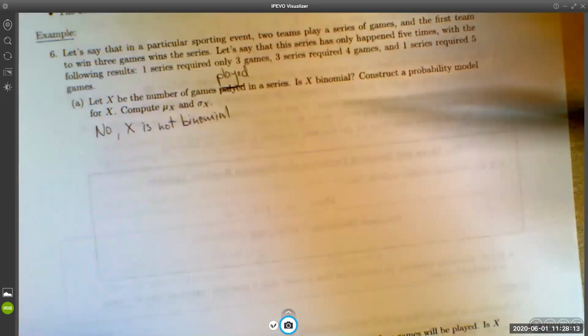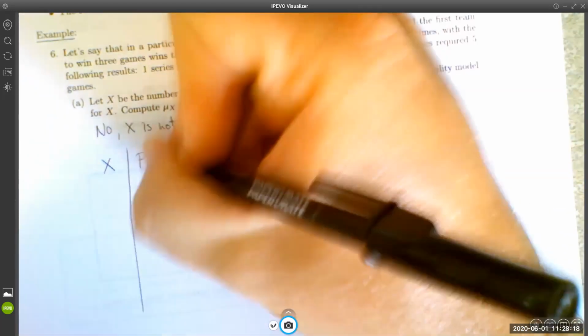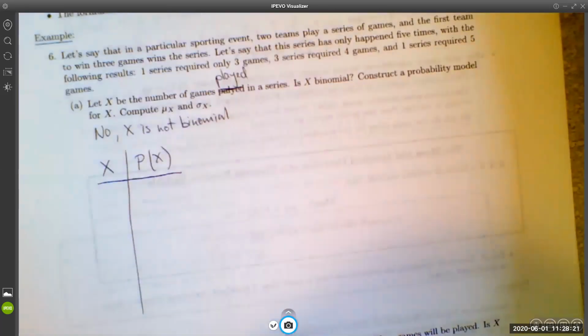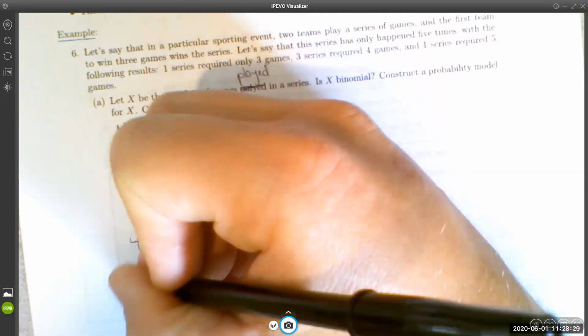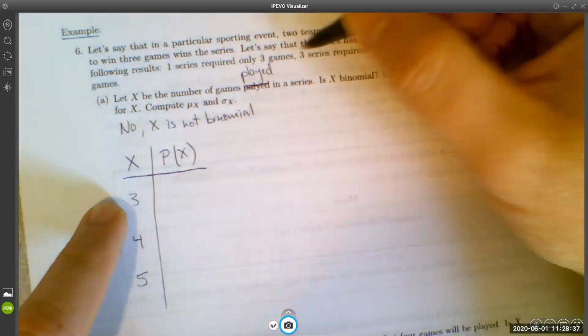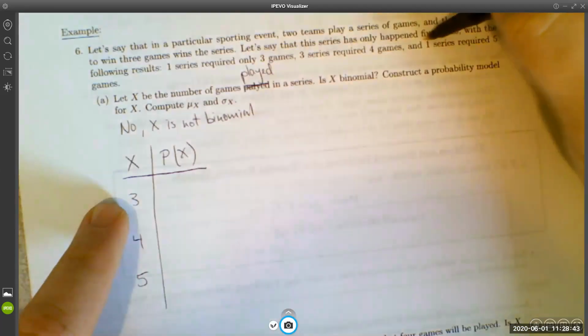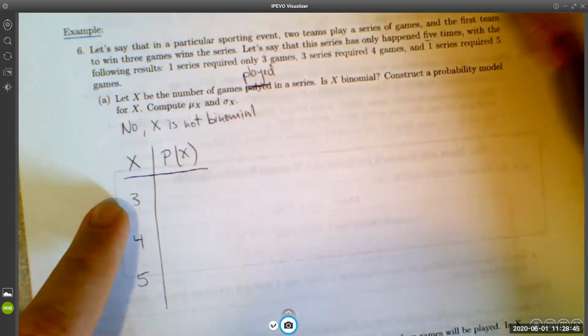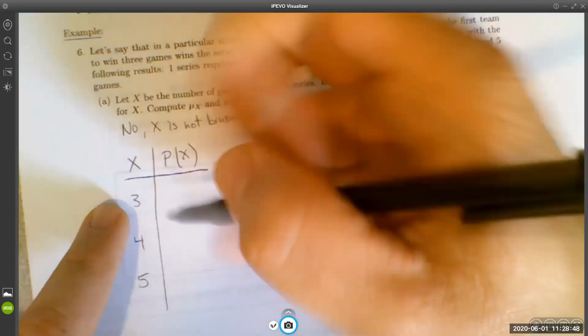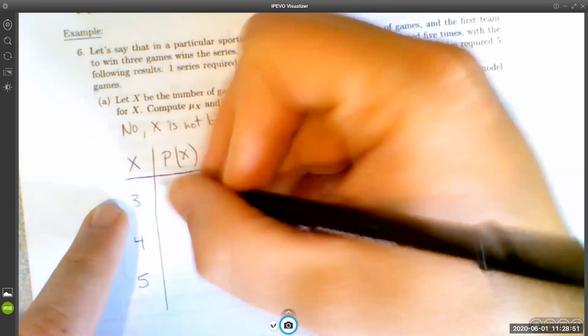Okay? We can do this. This isn't too terrible, right? So x is the number of games needed. It's the number of games played in the series. So x could be 3, x could be 4, or x could be 5, right? Now p of x, probability that x is 3. Well, one series required 3 games, one series out of the 5 series that have been played so far in history. So the probability you need 3 games in a series is 1 out of 5.